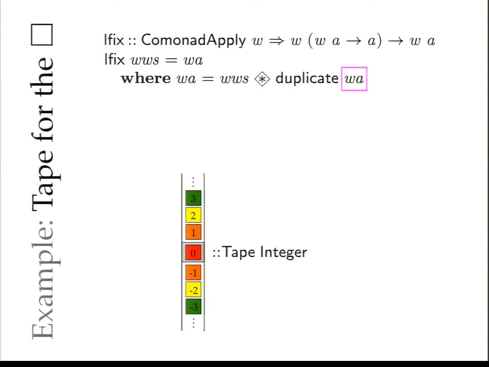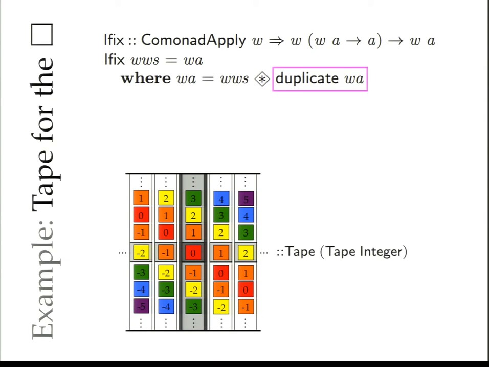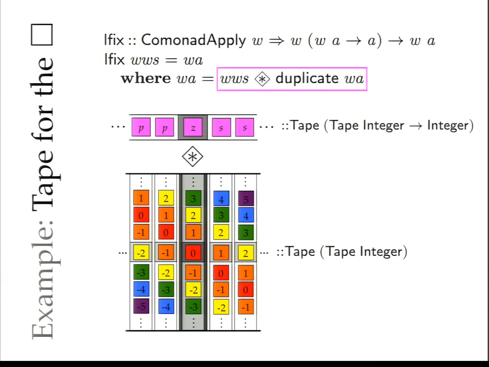So we say, at first, let's assume we already have the result. And the result in this case, as we've sort of manually reasoned through, is the tape of integers. And it's also of type tape of integers. But don't worry, this isn't dependently typed. I'm not really saying that. It's a pun. So we can duplicate this tape. And then we bring in our tape of functions, our W of WA to A, or tape of tape integer to integer.